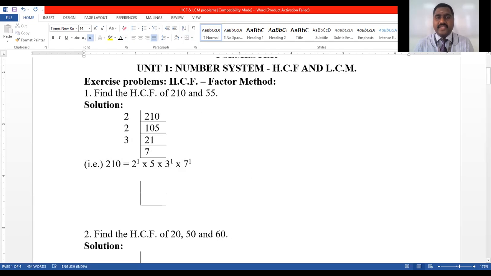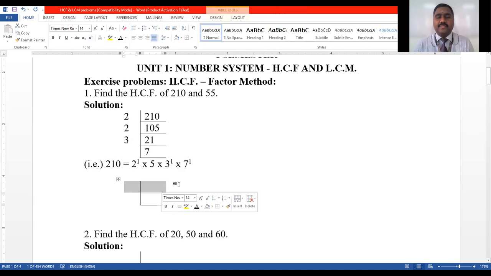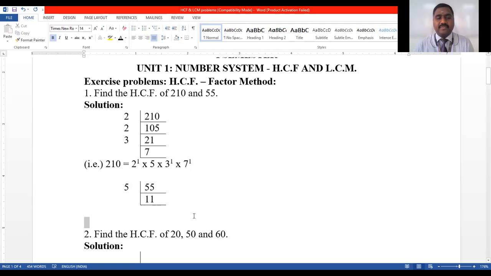Now the second number, what is the second number? 55. Right? So now we have to take 55 and divide by a prime number. 2, we cannot divide by 2. We cannot divide by 3. You can take 5. If you divide by 5, what will you get? You will get 11. 11 is the quotient, so the remainder will be 0. So what is the divisor for the number 55? We will get 5 into 11, right? So 5 power 1, 11 power 1.